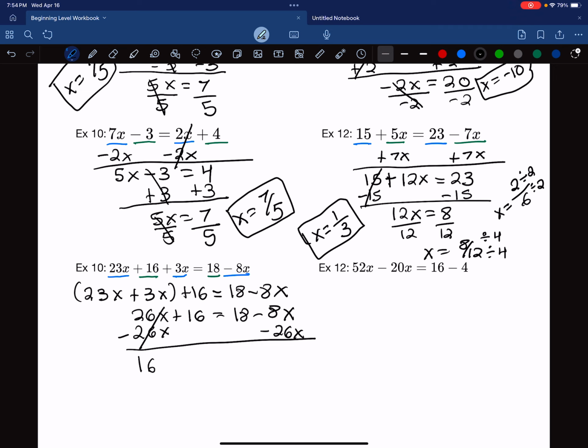So we're going to be left with 16 equals 18 minus, and then 8 minus 26 is going to be 34. Well, negative 34, I should say. Negative 34x. And then from here, we're going to solve for x like we usually would. So we're going to subtract 18 on both sides. 16 minus 18 is negative 2. That equals negative 34x. And then we're going to divide by negative 34.